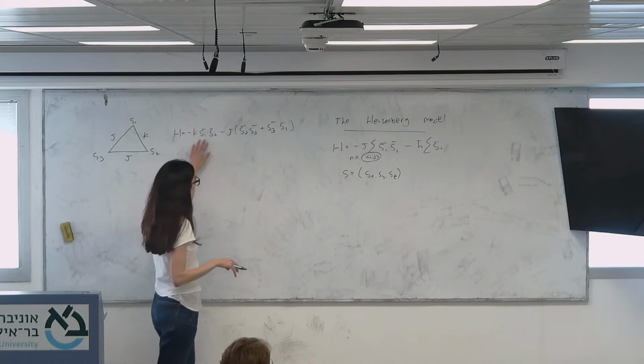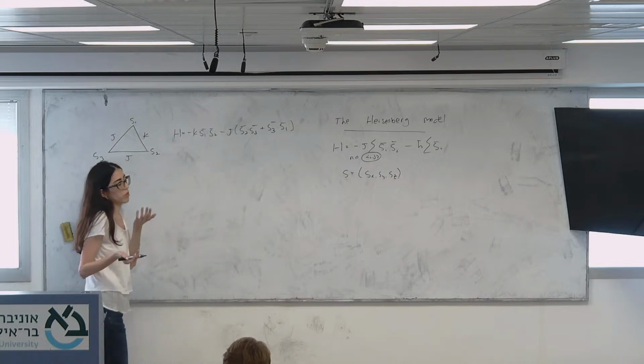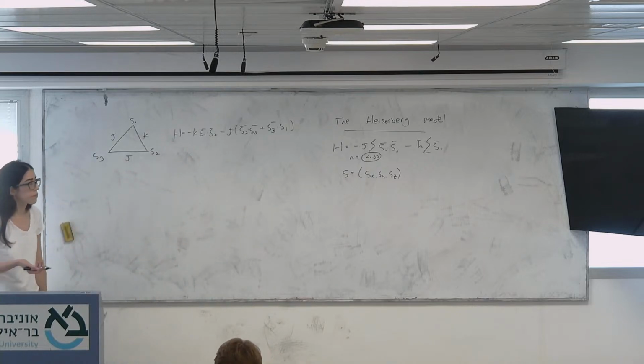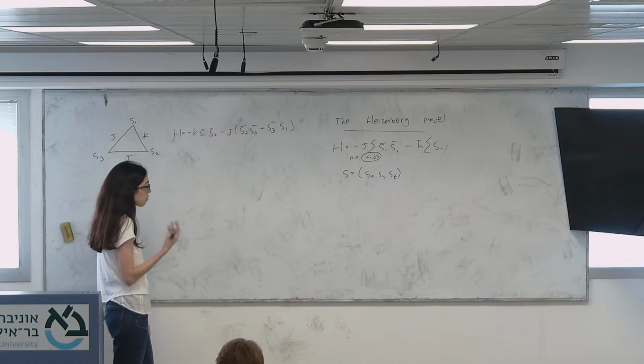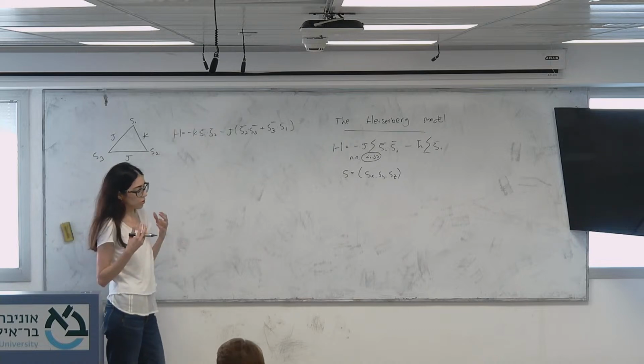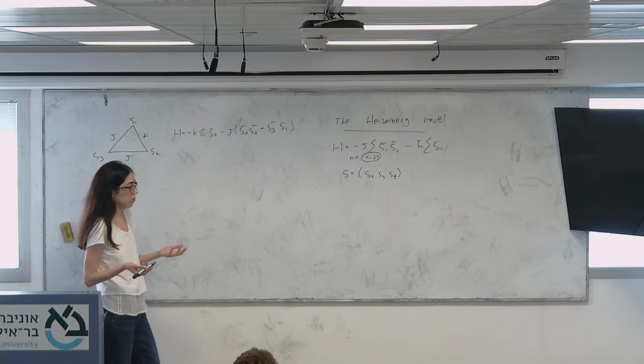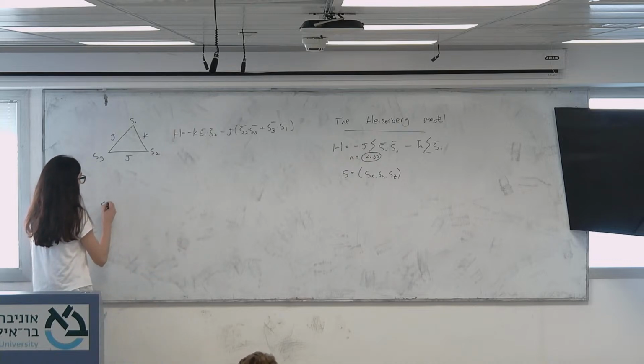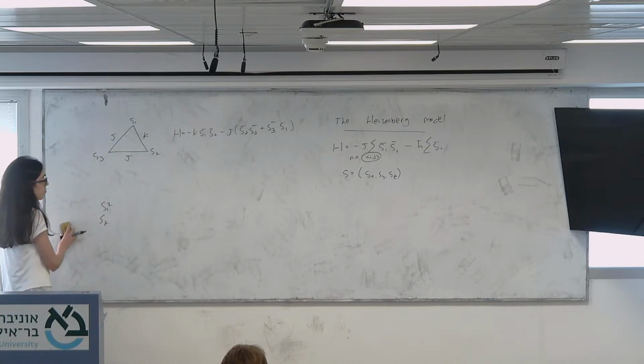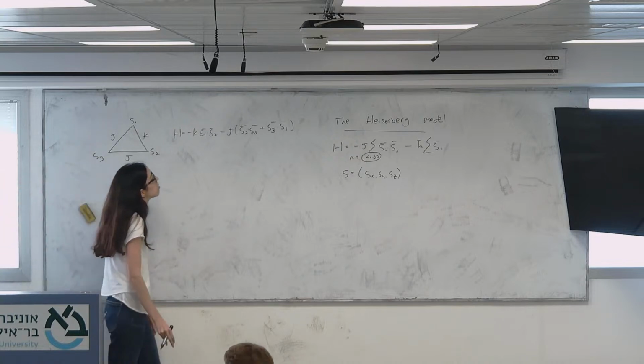So we have multiplication of vectors, which is not something that we really know how to work with. So we want to go to something that we know how to diagonalize, like S1 square or SZ, or something that we know what to do with.